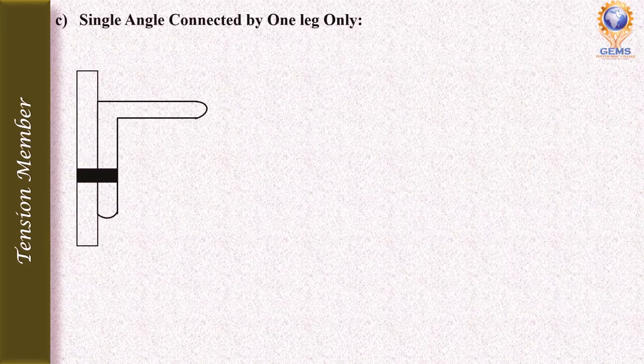The next net effective area is for a single angle connected by one leg only. The diagram shows how it is connected. The member which is connected to the gusseted plate is called the connected leg or A1, and the member which is free from the connection we will call an outstanding leg or unconnected leg, or A2. A rivet is used to connect the angle with the gusseted plate.